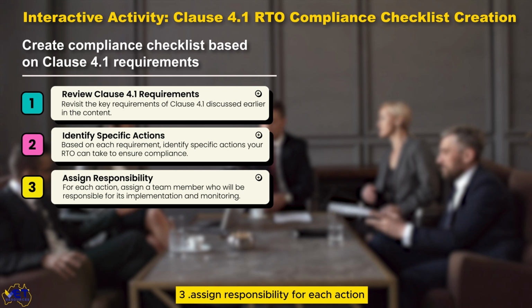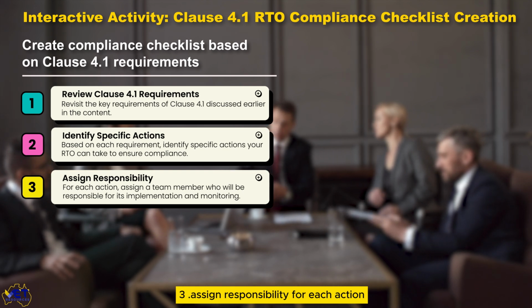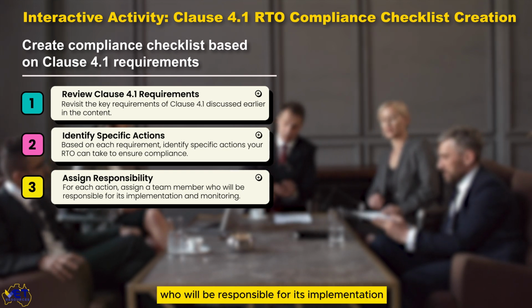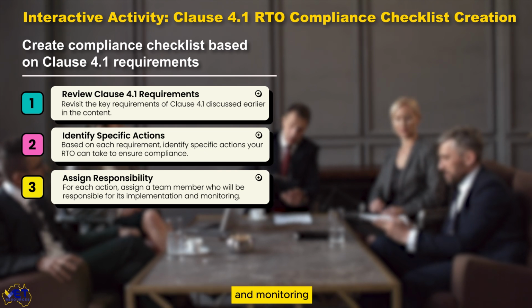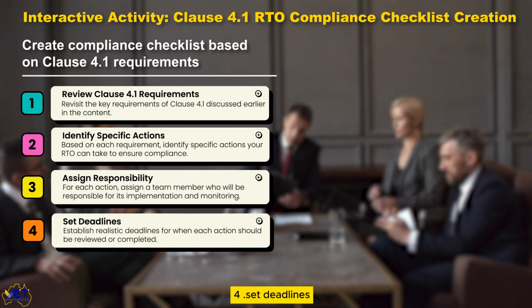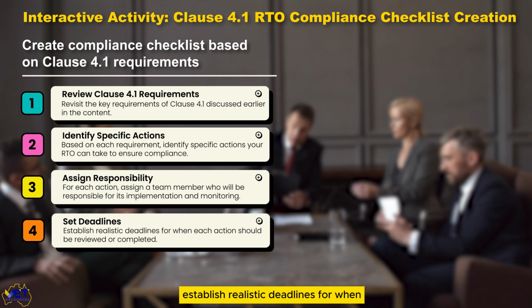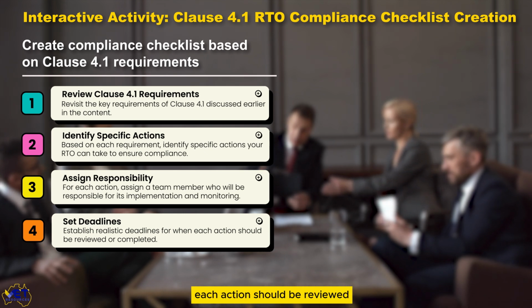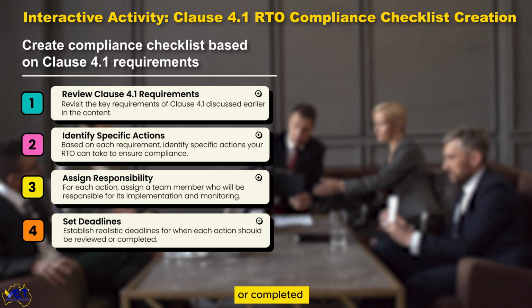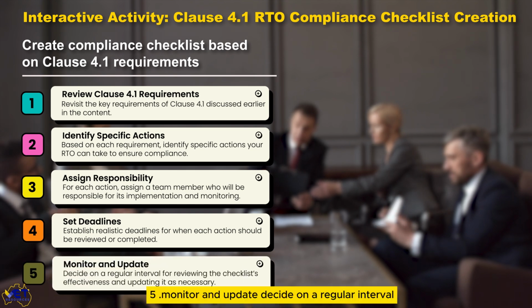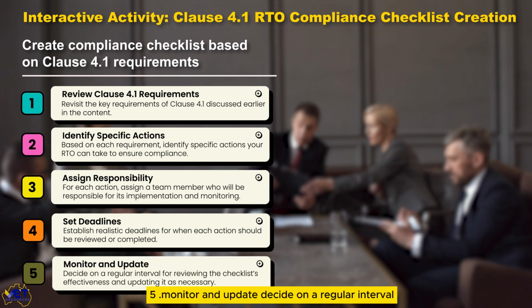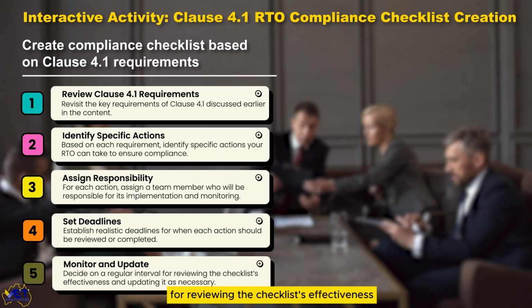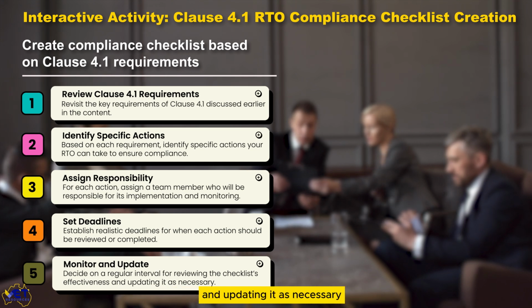3. Assign responsibility. For each action, assign a team member who will be responsible for its implementation and monitoring. 4. Set deadlines. Establish realistic deadlines for when each action should be reviewed or completed. 5. Monitor and update. Decide on a regular interval for reviewing the checklist's effectiveness and updating it as necessary.